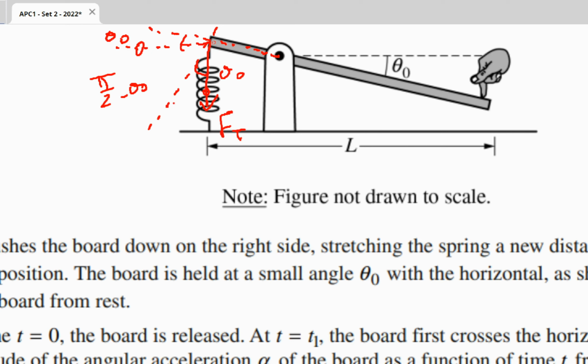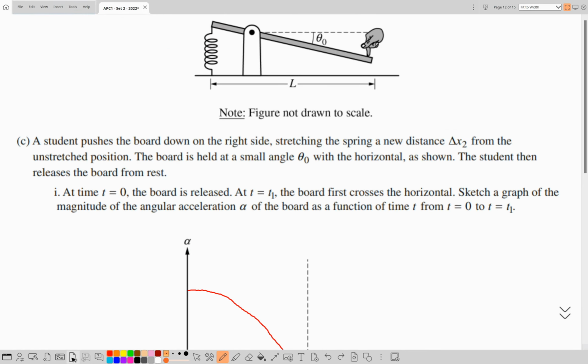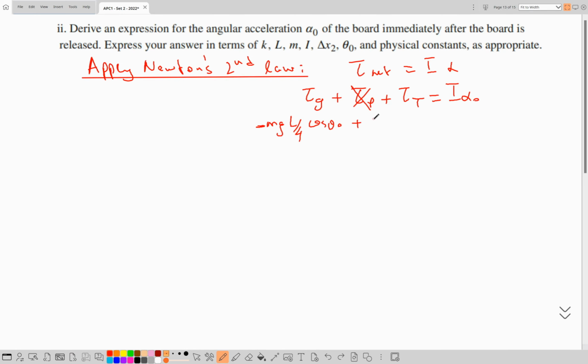Then we're projecting FT along the tangential, that would be cosine theta 0. So here we would have plus, because it's providing torque in the positive direction, tension multiplied by L over 4 multiplied by cosine theta 0 is equal to I alpha 0. Okay, so mg is okay, L is okay, theta 0 is okay, I is okay, but now we need to play with the tension.